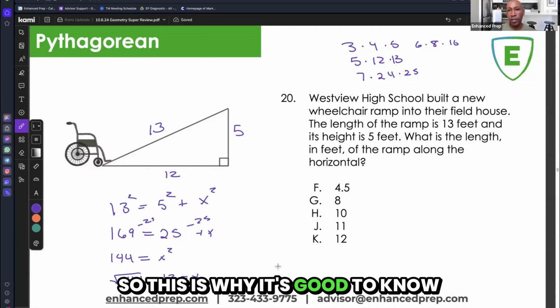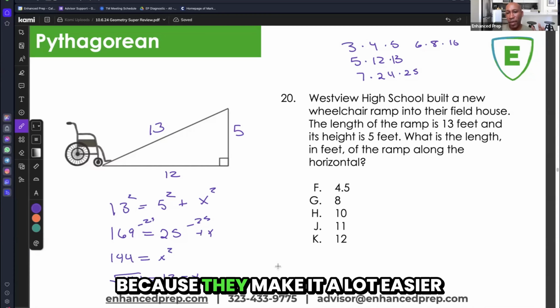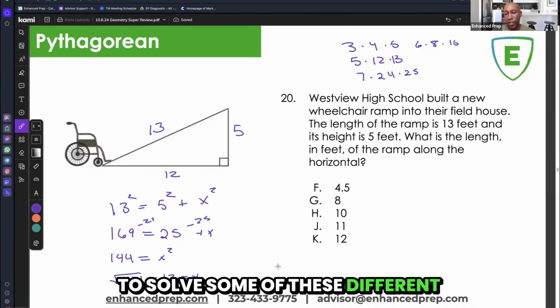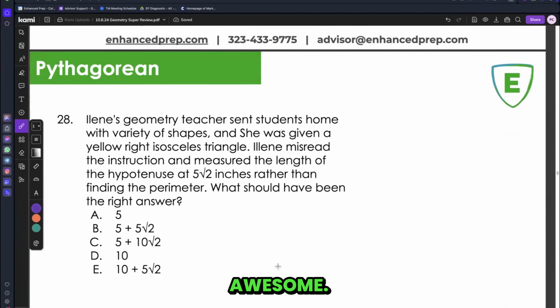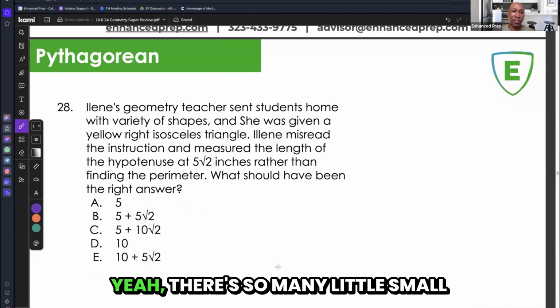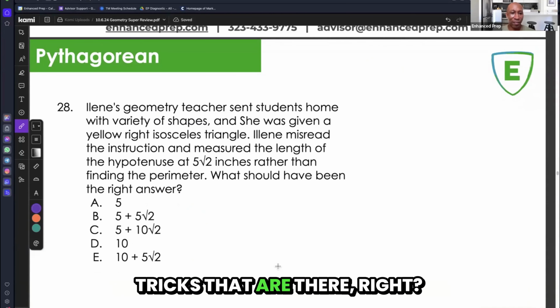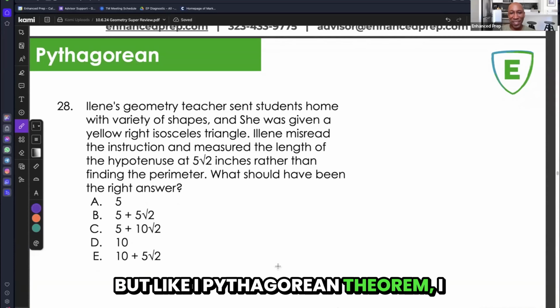So this is why it's good to know those Pythagorean triples, right? Because they make it a lot easier to solve some of these different types of questions where we don't even have to do the math because we already know what the answer is going to be. Awesome. That's cool. Yeah, there's so many little small tricks that are there, right? But like I said, Pythagorean theorem, I think you have that.